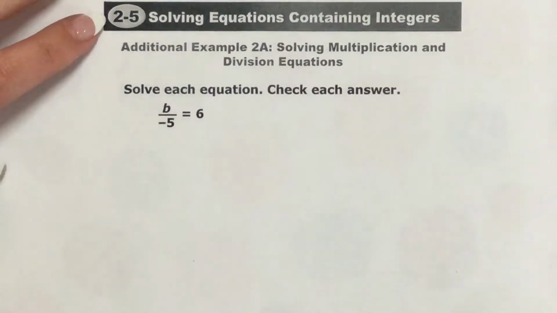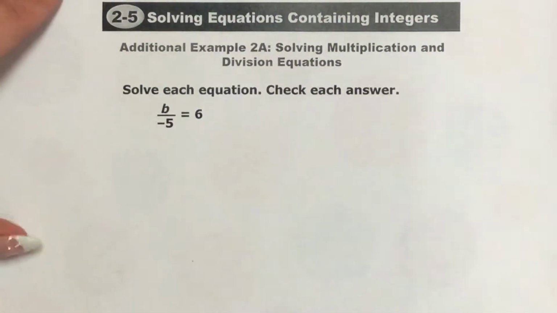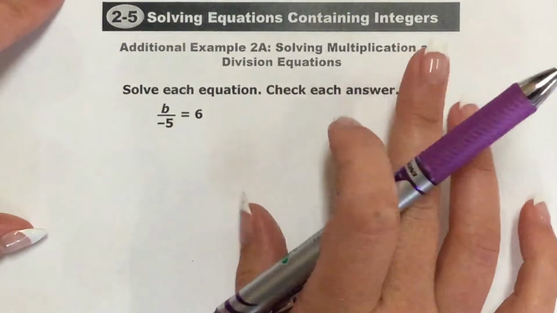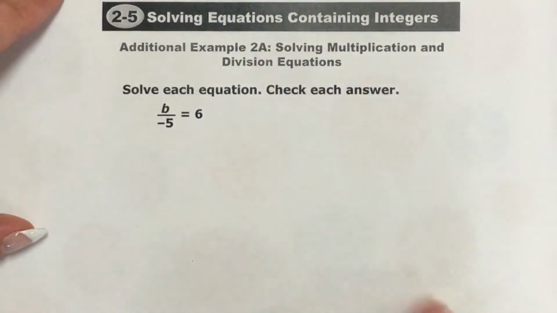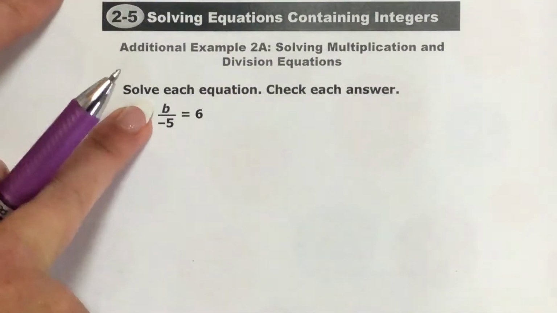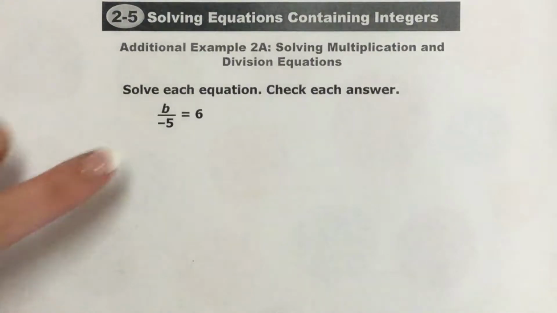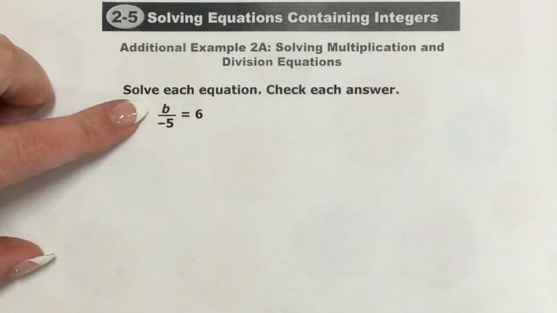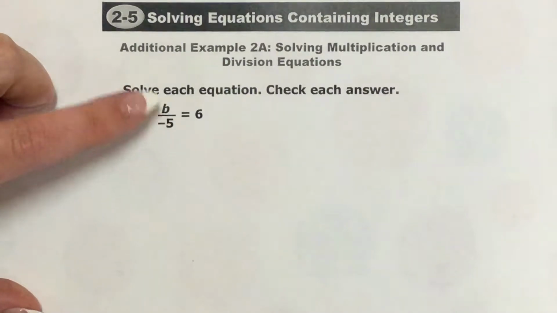We're still in chapter 2, lesson 5, and we're solving one-step equations, but now we're going to be solving equations using multiplication and division to find what the variable is. So we're going to solve each equation and we're going to check each answer. If you look, Example 2 is a little bit different than Example 1. Can you tell what's different?